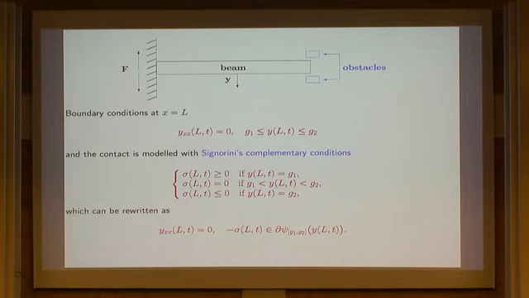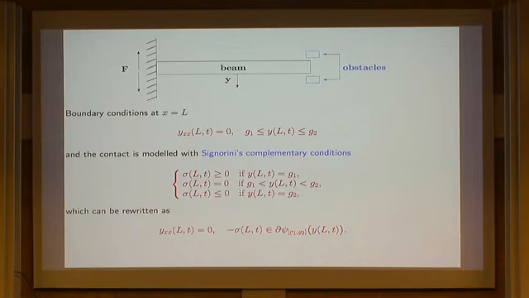And since we assume that there is no penetration of the beam into the obstacles, the contact is modeled with Signorini's complementarity conditions, which says that the stress tensor is still equal to 0 when we do not have any contact. Otherwise, if we have a contact with a lower obstacle, for instance, we have a non-negative stress tensor. And if we have a contact with the upper obstacle, we have a non-positive stress tensor. So all these inequalities for y and for sigma can be summarized in this relation here, where we have introduced the subdifferential of the indicator function of the interval [G1, G2].